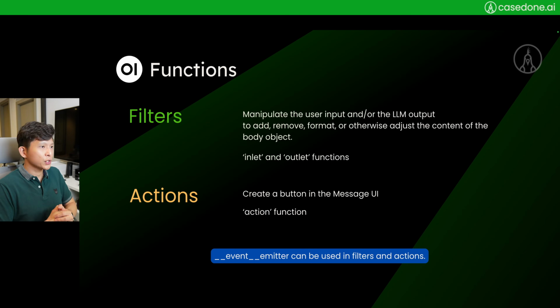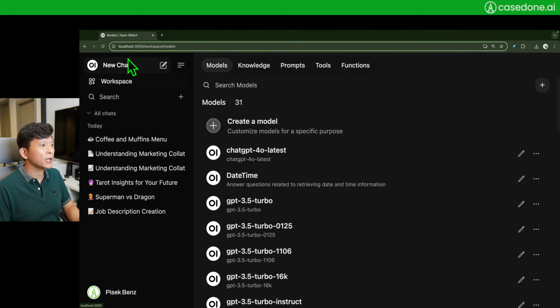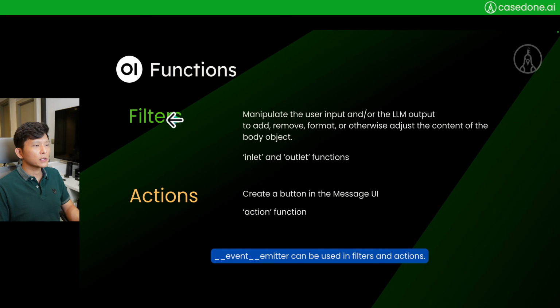Now let's move on to the next one, functions. Functions is located again in the workspace. It's in the last tab. What are functions? Functions are used to control the process or extend the ability of the OpenWebUI platform. One of the function types is filters, which are used to manipulate the user input or the LLM output, especially to add, remove, format, or otherwise change the content of the body object.